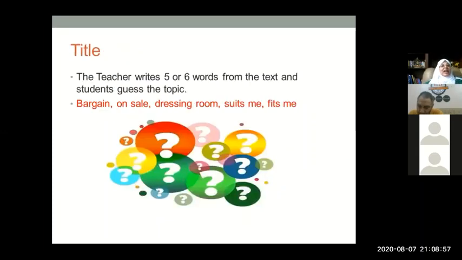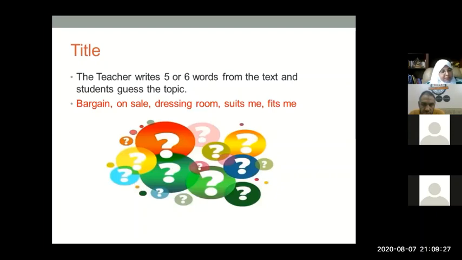Or you, as a teacher, can give them more than a word and ask, what do you think the chapter is about from the words I suggested? Like bargain, on sale, dressing room, suits me, fits me. If these are the words you will find in the passage, then what do you think the title is? Brainstorm and elicit the answers from your learners. What do you think the title is if you have these words? Any clues? I think girls should answer quickly.